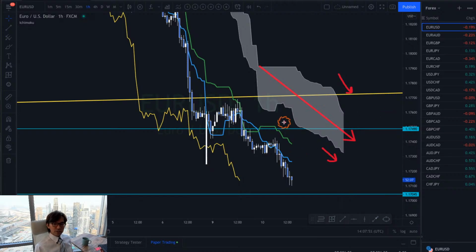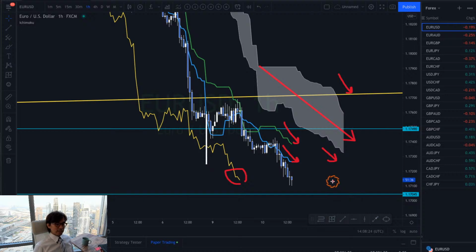Also the Kijun-sen is down. This shows the midterm market momentum, so we can see the midterm is downtrending, and the Tenkan-sen is even downwards. Tenkan-sen means the short term, so the short-term market is also bearish, and the Chikou span is below the candles. So this is a perfect downtrend as per Ichimoku, which is shown in the 1 hour chart also.